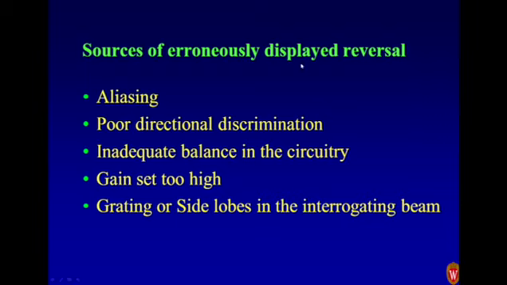All right, so, erroneously displayed flow reversal. I showed you two cases already: aliasing or the gain being too high. You can have just a poor system with lousy balance in the circuitry, or you can have it caused by grating lobes or side lobes.